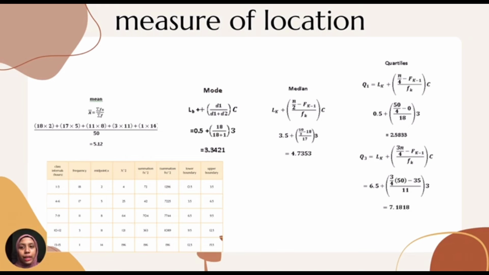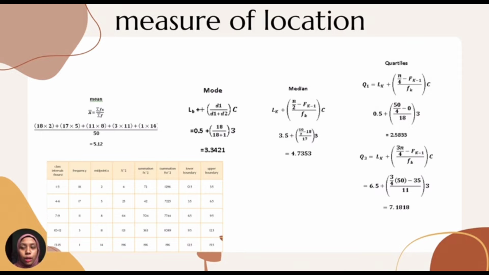And then I calculated the measures of location. For the mean, I used the formula summation of fx over summation of f, and I got the answer 5.12. For the mode, I used the interval which has the highest frequency, which is the first interval in this data, and then substituted the values into the formula LB plus D1 over D1 plus D2 times the class width, and the final answer is 3.3421.